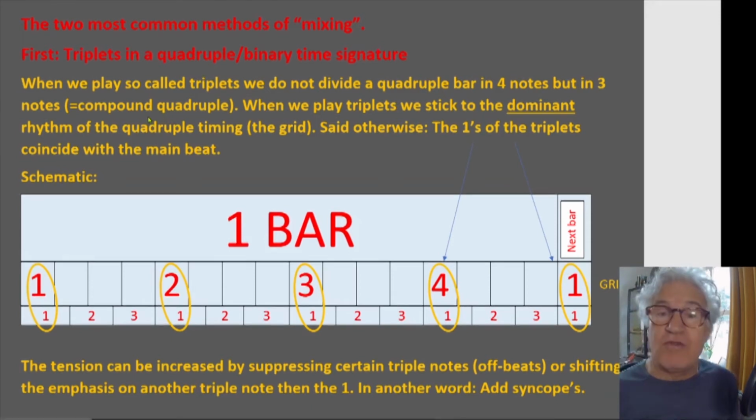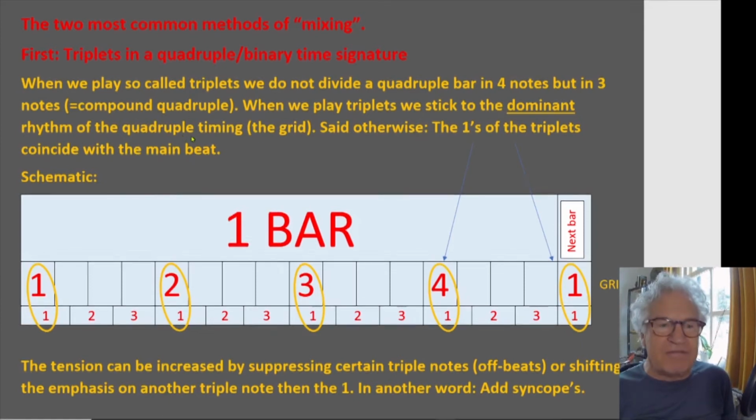So according to the compound subdivision method. When we play triplets, we stick to the dominant rhythm of the quadruple timing. That's the main grid, the dominant grid. Said otherwise, the ones of the triplets follow the main beats of the quadruple timing.